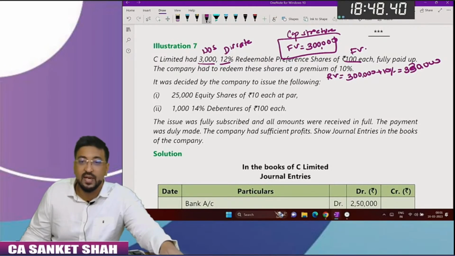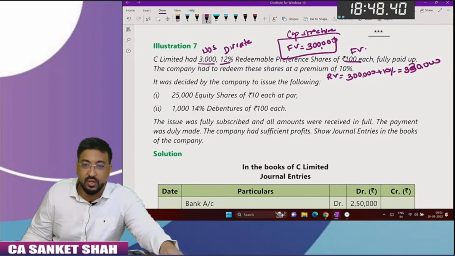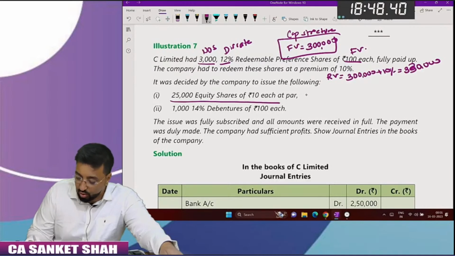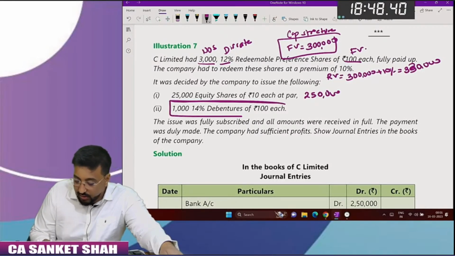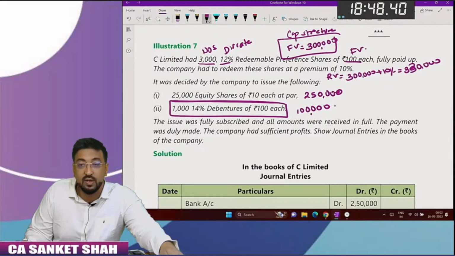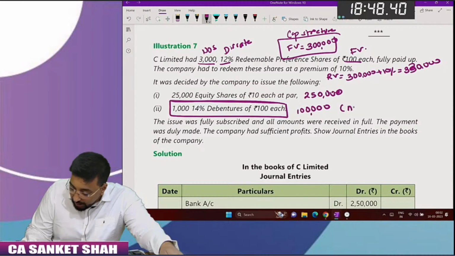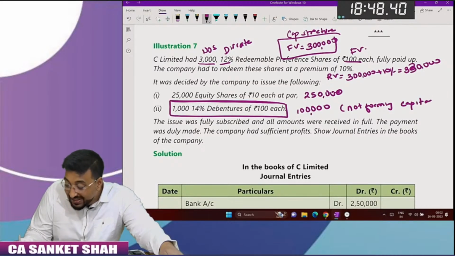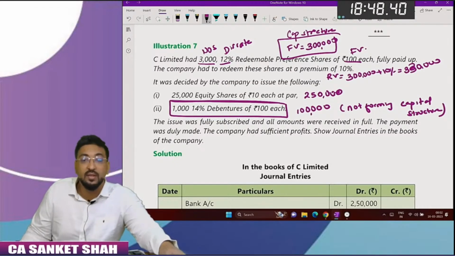It was decided that the company will use 25,000 equity shares of rupees 10 each. So here 2,50,000. But you can see here, debentures are also issued. 1,000 is a number, and 100 above, so 1 lakh of debentures. Remember, you can write over here, it is not forming part of capital because these are outsiders' liability. The logic is very simple. This is a non-current liability, so they will not form part of the capital structure.